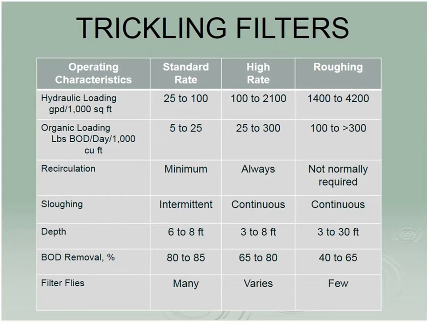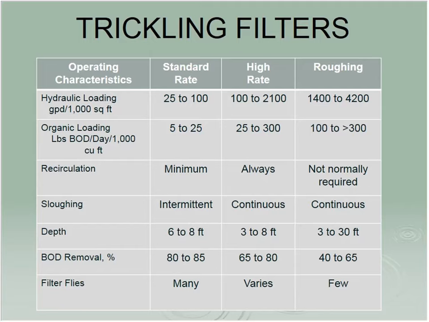So we can break these down into three basic types of trickling filters. There's standard rate. That's my process. This is all I have. We have high rate. It's just a much higher flow rate. And we have what's called a roughing filter. So again, when we look at these, we look at hydraulic loading and organic loading. We only want to put so much water to this unit over the course of a day, and it's based on the square footage of the tank itself. The organic loading is based on the volume of the tank, the cubic footage. So we want to stay within certain ranges.